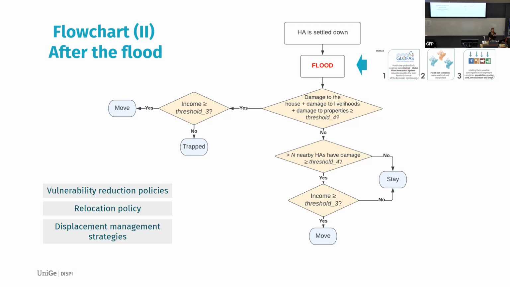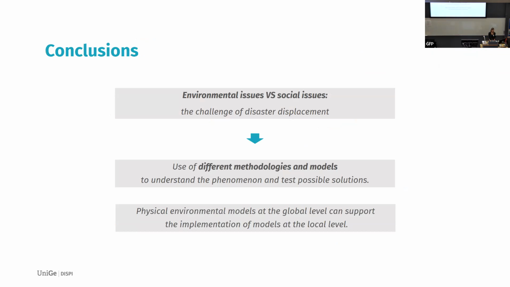And from there, we try to understand how people move and how people will react, taking into account not only damages, but also risk perception, as I said before, interactions with other agents and so on. And here again, we can implement and test different policies that can change the final outcome of the flow chart of the model.